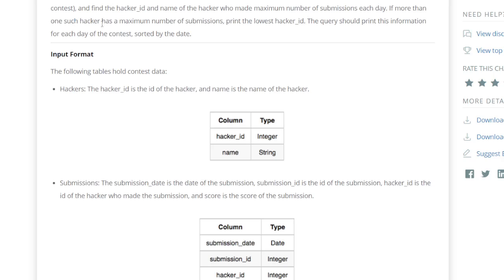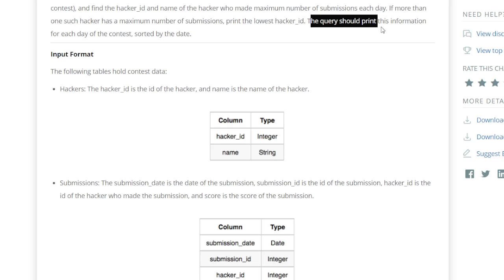And if more than one such hacker has a maximum number of submissions, print the lowest hacker ID. So for example, let's say on 1st of March, hacker ID 1, 2 and 3 have made submissions, and all three of them have made the same number of submissions, let's say 2. Now if that is the case, I need to print the hacker with lowest hacker ID. So I will print the name of hacker with ID equal to 1. Okay, I hope you understand.